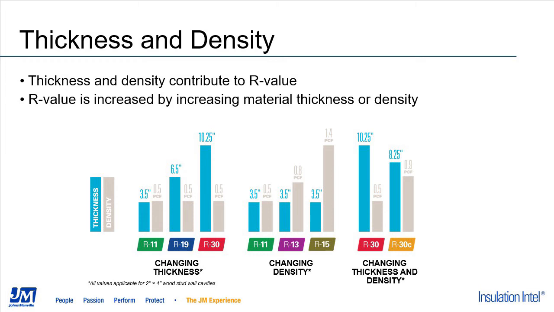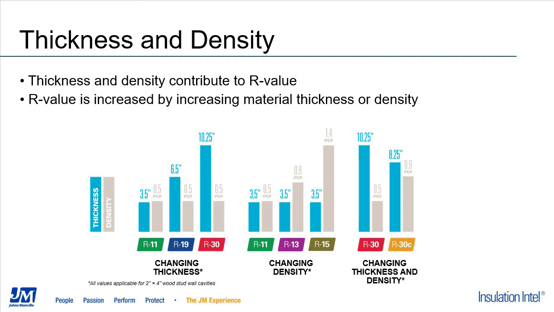R values are designed to meet codes and how that code relates to the building envelope. And to be able to meet the different requirements, R value for insulation is controlled by both thickness and density. So this chart shows how R values are increased by either changing the thickness or the density or both.